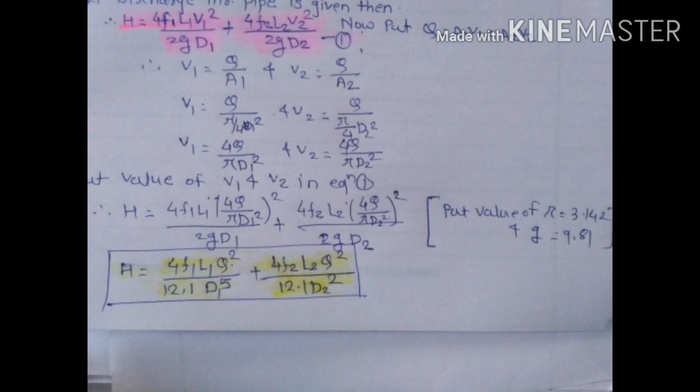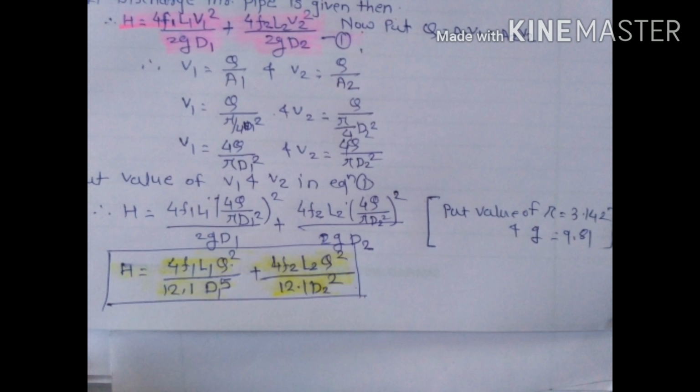How is it? Just see, as Q is equal to A1 V1 equal to A2 V2, therefore V1 is equal to Q upon A1 and V2 is equal to Q upon A2. So V1 is equal to Q upon pi by 4 D1 square and V2 is equal to Q upon pi by 4 D2 square. Now make the arrangement and put this value of V1 and V2 in this equation, and after putting all the constant values, that is except 4F, put the value of pi as 3.142 and G as 9.81. So we will get this formula, 4F1 L1 Q square upon 12.1 D1 raised to 5.